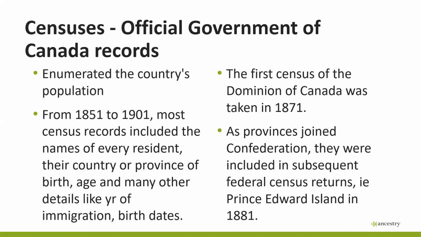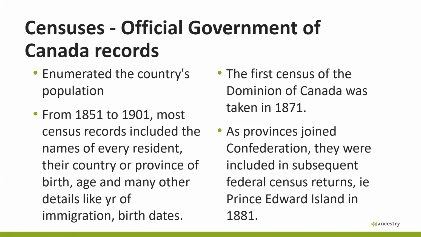What is so wonderful about census records is it includes the names of every resident, their country or province of birth, their age, many other details, and especially in the later censuses, like the immigration date, which can lead you to passenger lists, and birth dates, which can lead you to birth, marriage, and death records.